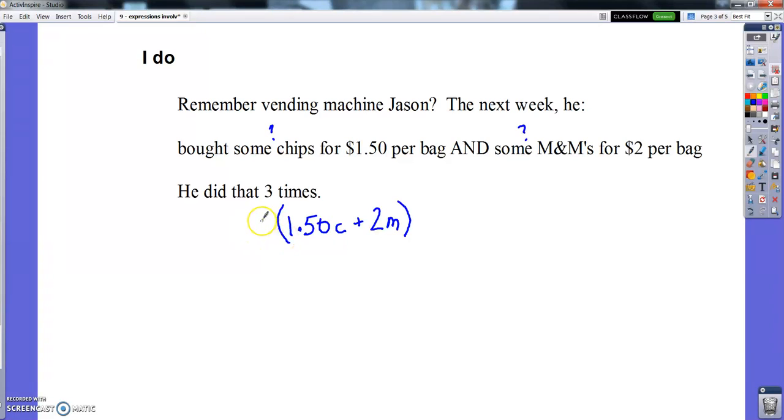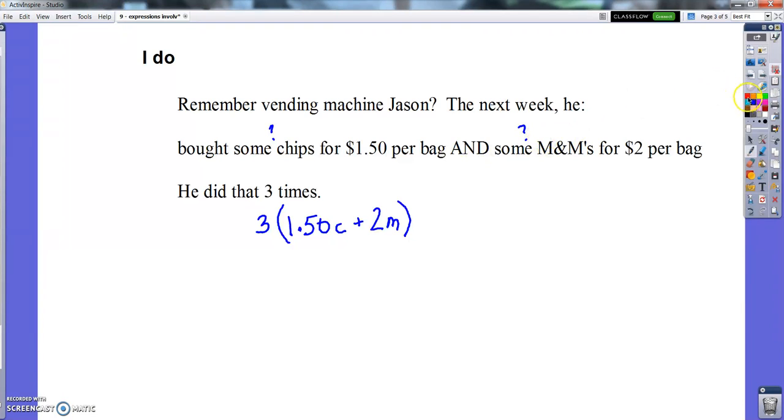3 times. I'm going to write it 3 times like this because, again, I'm trying to get you guys used to multiplication usually being written at the beginning and usually not having a multiplication sign, just because that's the convention that you'll see the most. But if you were just writing an expression, this isn't really wrong. It's just, especially in this case with the distributive property, I'm going to put it the other way. So he did all that 3 times. So that's one way I can write the expression for Jason's trip to the vending machine.